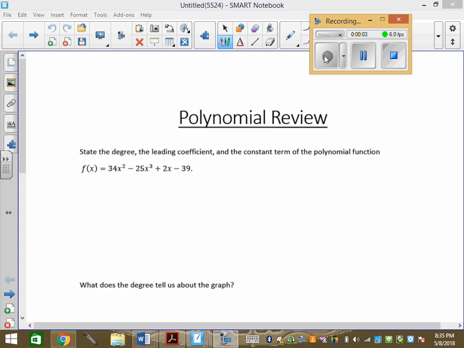Polynomial review. So state the degree. The degree is the largest exponent. The leading coefficient is the number in front of the largest exponent. It leads the equation.